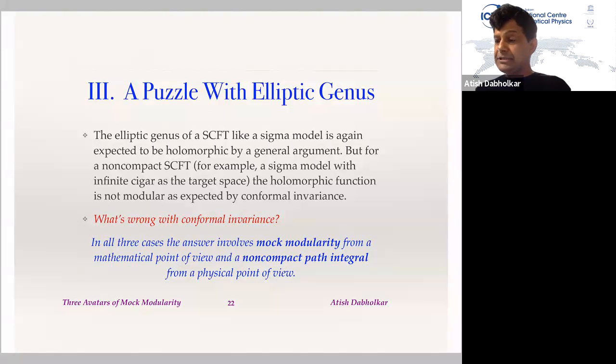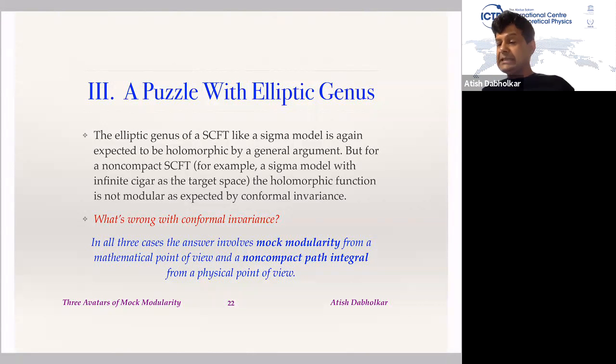Then there is a final puzzle with the elliptic genus. The elliptic genus of a superconformal field theory, like a sigma model on, for example, K3, is again expected to be holomorphic by a general argument. And the general argument I can give you in a moment. But for a non-compact superconformal field theory, for example, if you take a sigma model on an infinite cigar, then the holomorphic function is not modular as expected by conformal invariance. So then it would seem that you're violating conformal invariance.